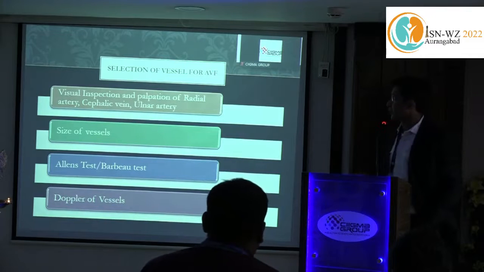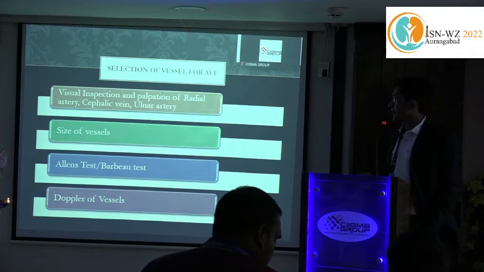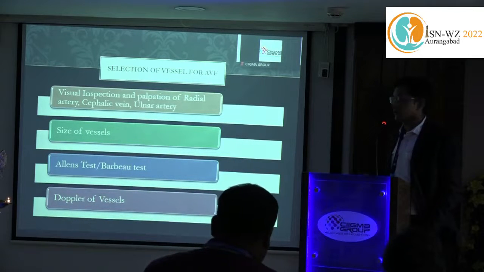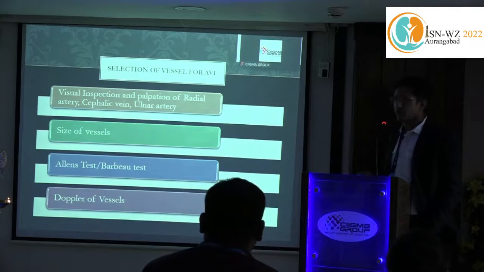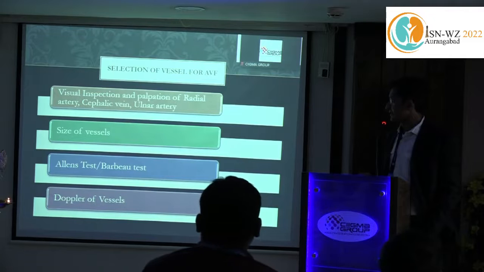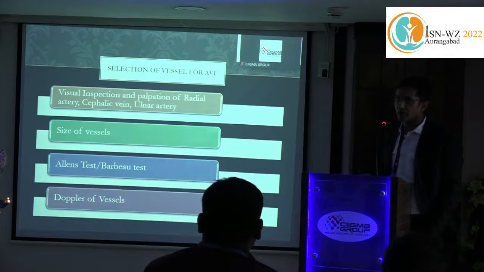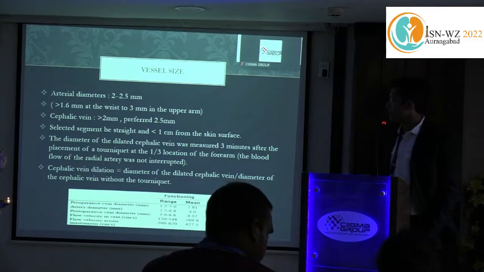Selection of vessel is very important. Obviously it starts with visual inspection, palpation of the radial artery, and you need to visualize the cephalic vein and ulnar artery. The size of the vessel is also one of the most important determinants of fistula success. Allen test and Barbeau test have to be done in every patient, and nowadays we do ask for Dopplers of the vessel. The arterial diameter should be around 2 to 2.5 millimeters, and the cephalic vein a minimum of 2 millimeters.